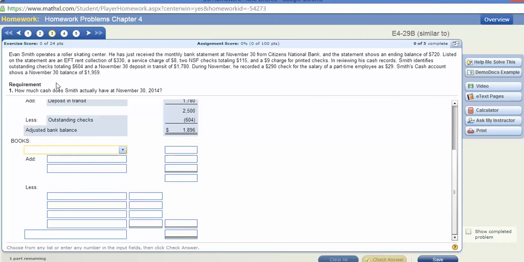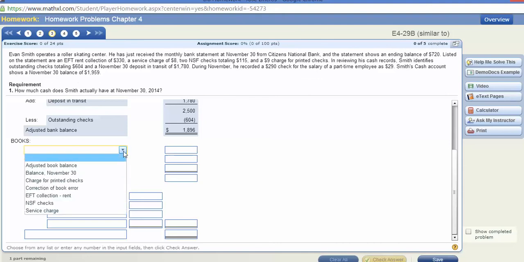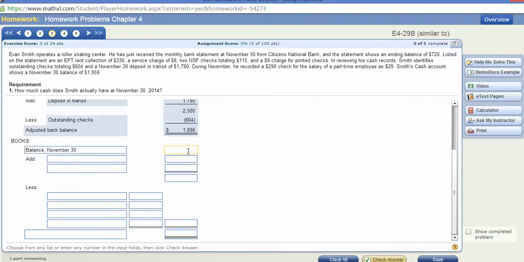Smith's cash account shows a November 30th balance of 1959. So after going through all of this, what we were looking for is, what do the books say cash truly is at the beginning of the cycle? And finally, at the end here, Smith's cash account shows a November 30th balance of 1959. So let's start our balance with November 30th at 1959. Now we're going to add things that the books could not possibly know, things that would make the 1959 go up.